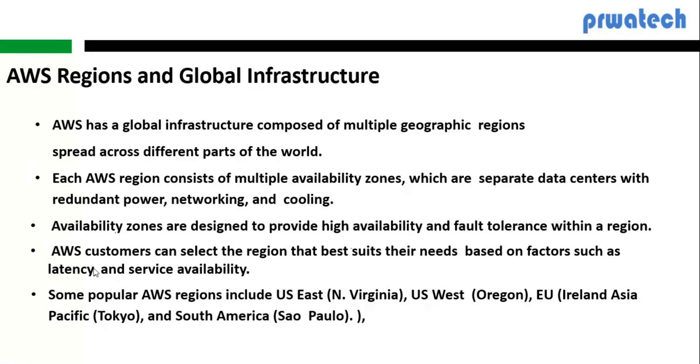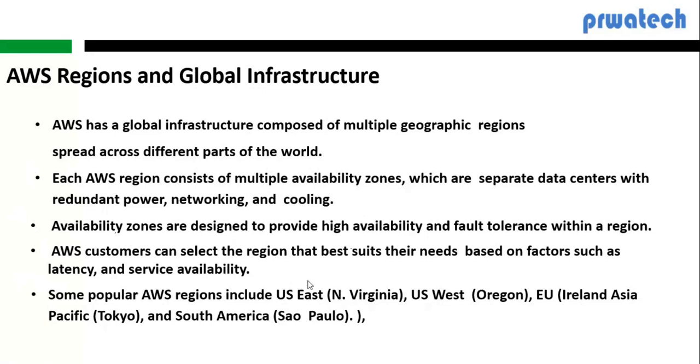And the fourth one is that AWS customers can select the region that best suits their needs based on factors such as latency and service availability. It means some services will not be available in some regions. There are certain rules according to the government, so you cannot use some services. In AWS, you can choose which region you want. If you want to use the Mumbai region, you can, or if you want to use US East, you can.